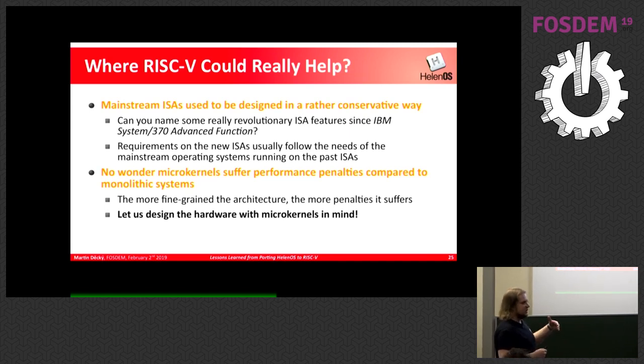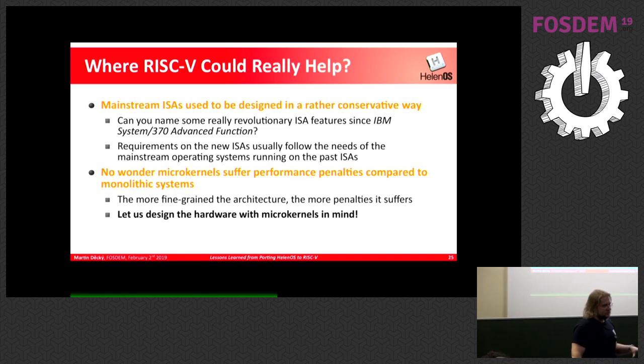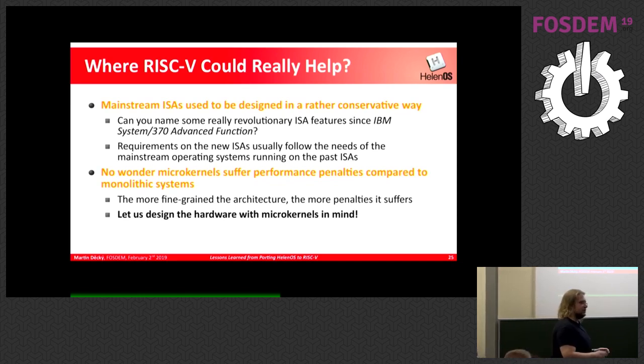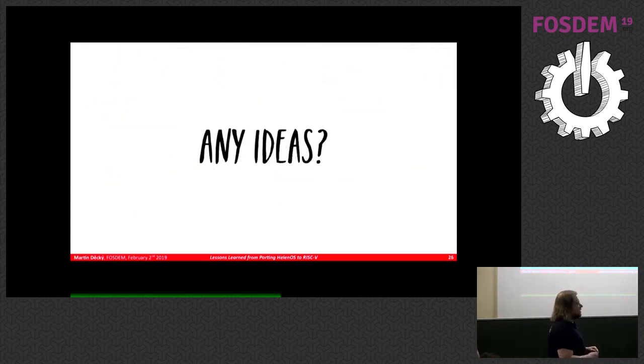Let's try to design the CPUs with the requirements of the microkernels in mind, so that the CPU will be able to provide abstractions or instructions or mechanisms that will help the microkernels perform as nicely as the monolithic kernels while keeping all the nice safety and security features. And I will present a few ideas. I won't go into too much detail because first we don't have the time, and second, I would rather spark a discussion than present something I'm sure is going to work. But these are a few ideas.